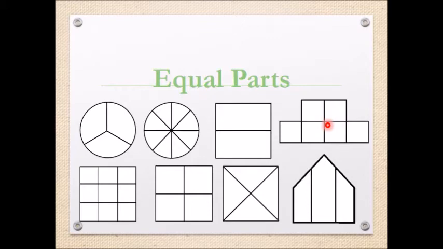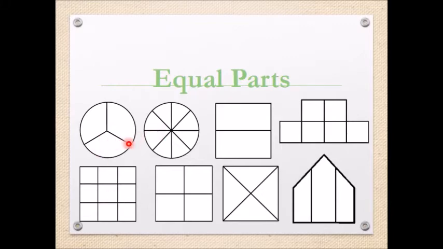Now let's see the other shapes. 1, 2, 3, 4. The 4 shapes are squares, but they are divided differently. The first one here is divided into halves, or 2 equal parts. This one is divided into 4 equal parts, or fourths. This one is divided into fourths too. This square is divided into 9 equal parts, or ninths.